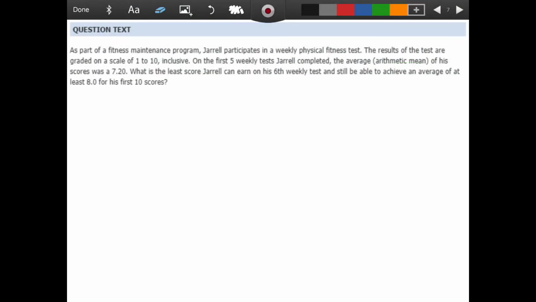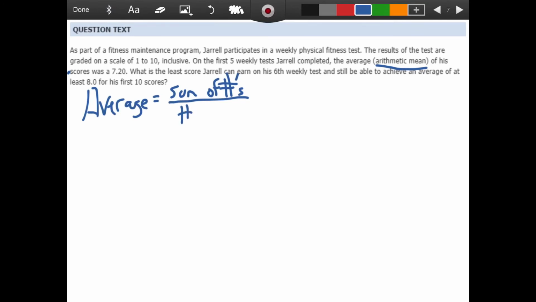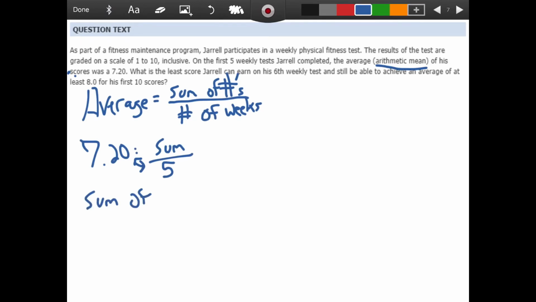All right, so anytime we see the word mean, we want to start with our average formula. And the average is basically the sum of the numbers, in this case, over the number of weeks. And if we look at the average over the first 5 weeks, Jarrell has an average of 7.2, and this occurred over 5 weeks. So by cross multiplying, the sum of the first 5 weeks is 36. 7.2 times 5 is 36.